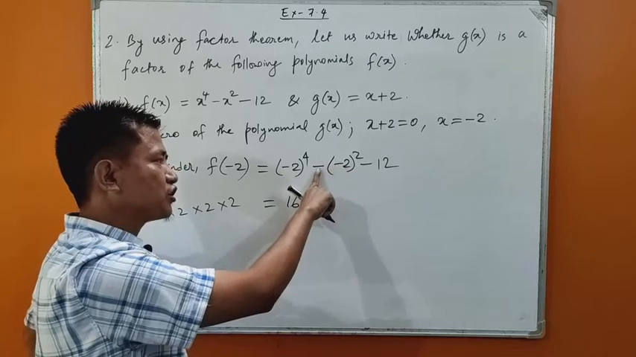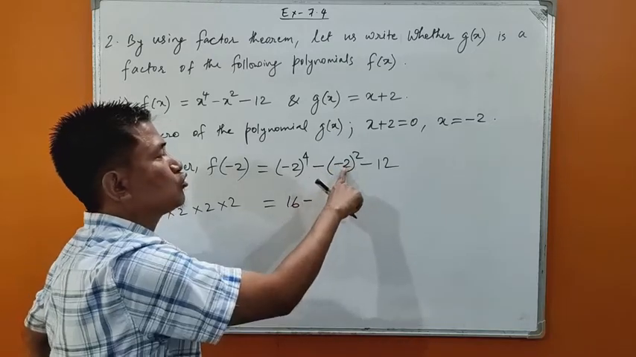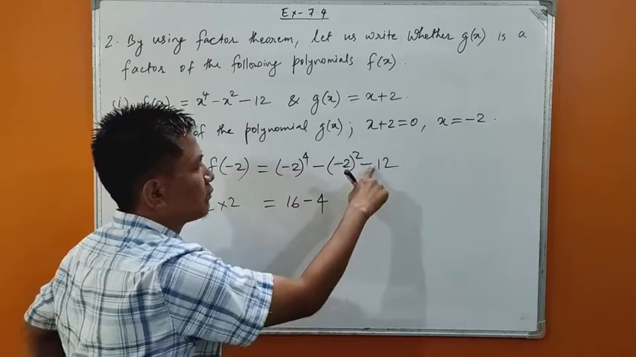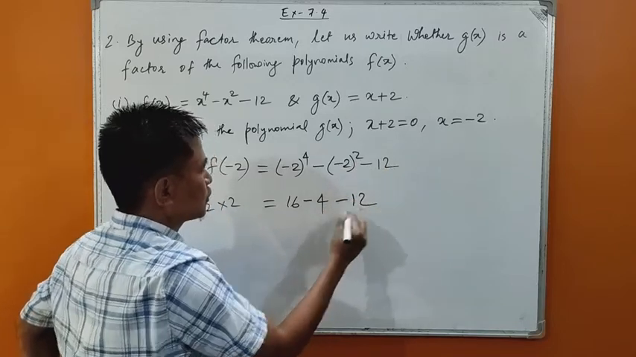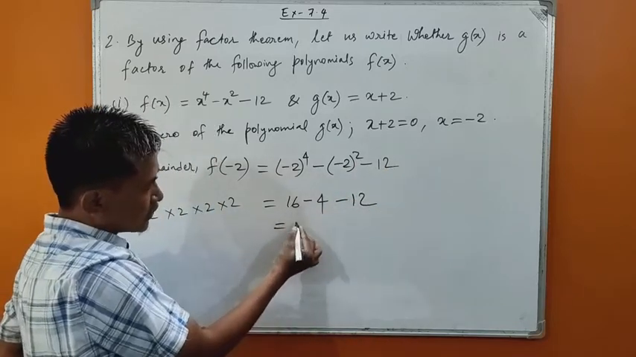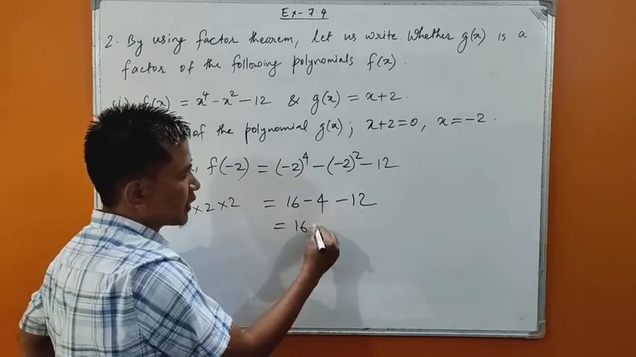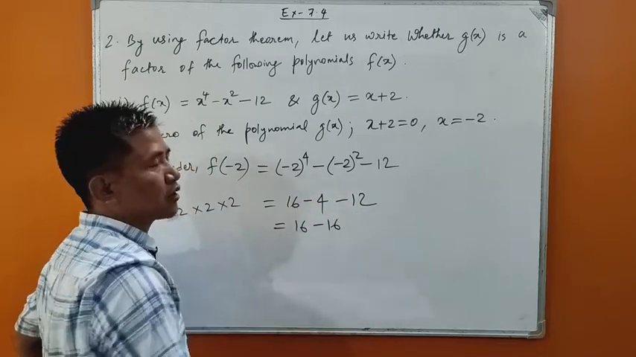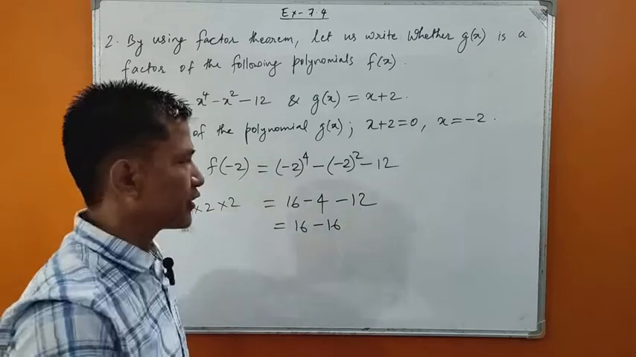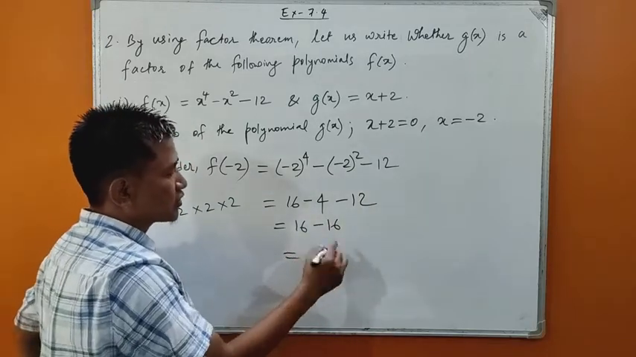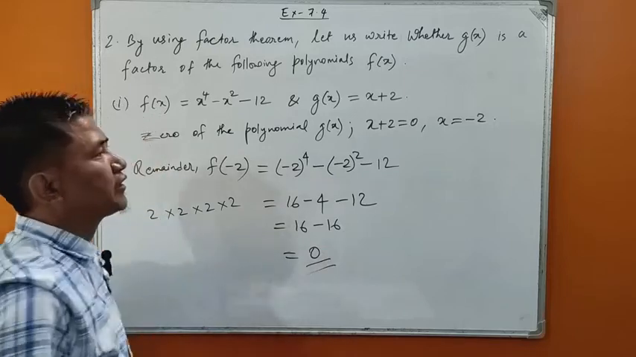So this plus into this minus is minus. Now 2 squared is 4 and we have minus 12, isn't it? So this 16 is positive. Now these two are negative. Minus 4 and minus 12 is minus 16, isn't it? Same sign means number gets added but the sign will remain negative. Okay, now 16 minus 16 is 0. Here we got the remainder to be 0.